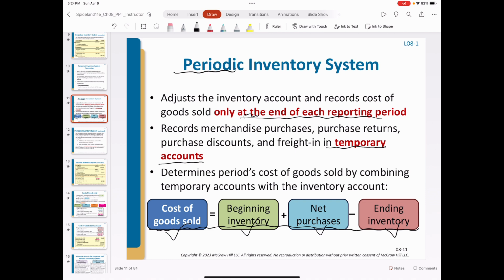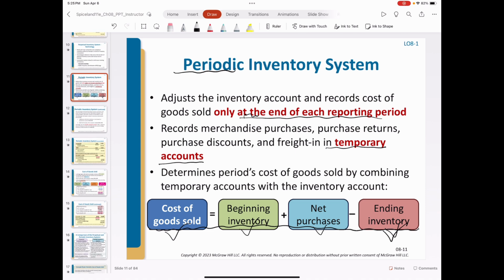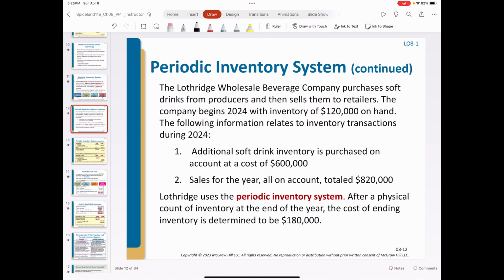The periodic inventory system does not track these transactions. It only changes the inventory accounts every period. With a similar example, let's use the periodic inventory system to record all these transactions to see how we account for the change in inventory accounts based on the periodic inventory system.